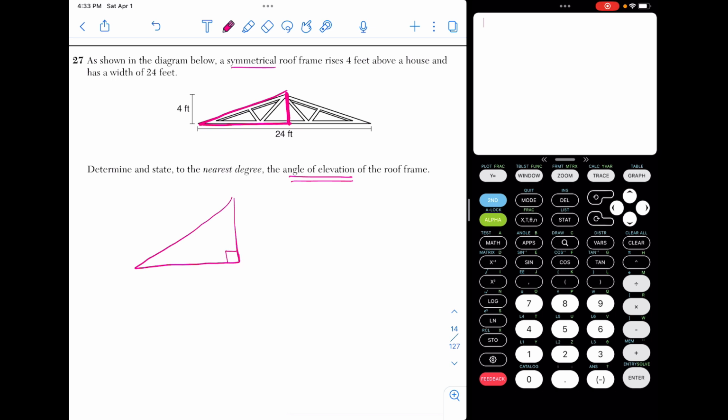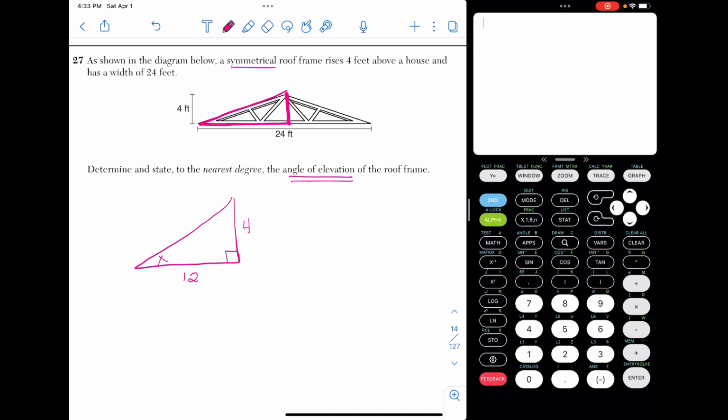I have a right triangle. The base of it is 12, right? It's half of the initial 24. And I know this side is 4. The angle of elevation is this angle here. It's the angle where the triangle starts to go upward. And you can use x or theta, whatever variable you want to find that.